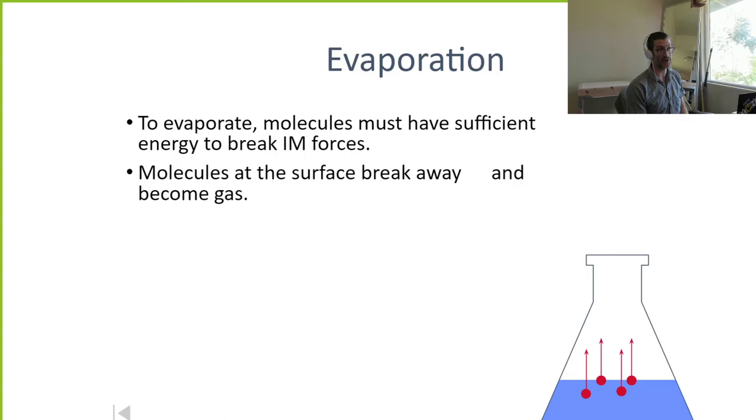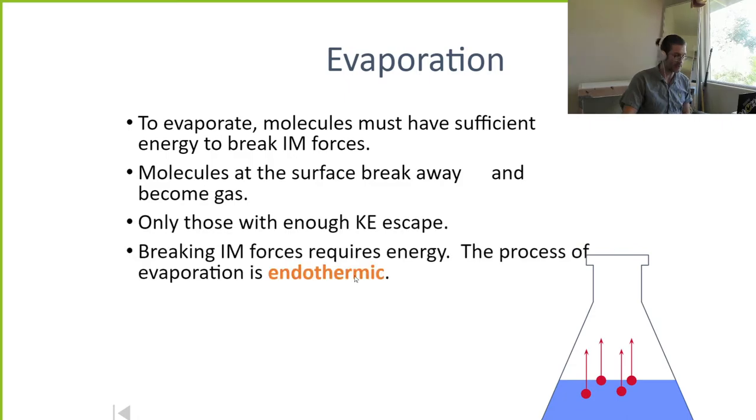Breaking those intermolecular forces requires energy, which means that the process of evaporation is endothermic. In this word, endo means into, therm means heat. Heat flows into this system. So we like to talk about two different modes of heat transfer: an endothermic process and an exothermic process. Both of those words refer to what happens to the system relative to the surroundings. If heat is flowing into the system, it's endothermic. If heat is flowing out of the system, it's exothermic.